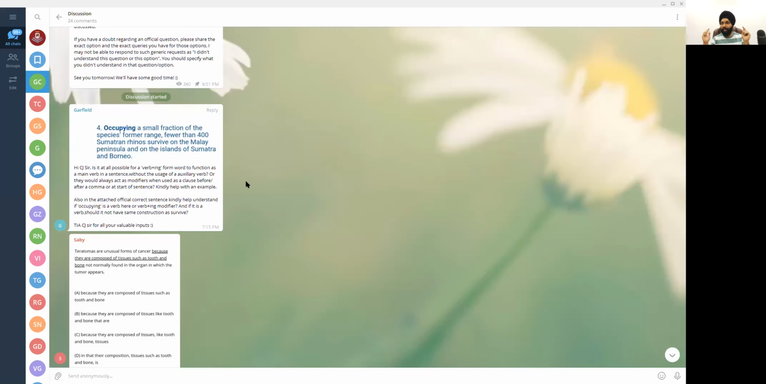Now this is in terms of the meaning. Whenever a verb-ing word is modifying a noun, that noun is always the doer of that action depicted in that verb-ing. Right? Because a verb-ing word is coming essentially from a verb. So meaning-wise, it always depicts some kind of action. So here rhinos are the doer of that action.